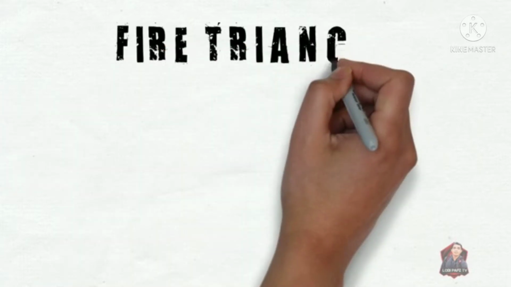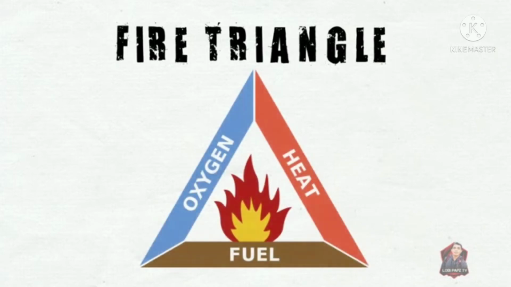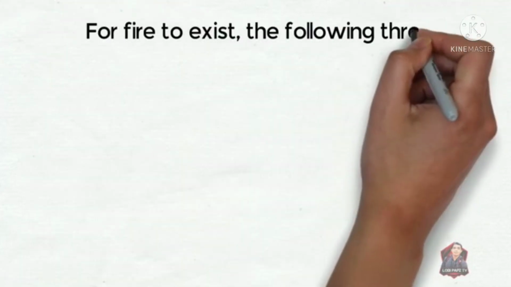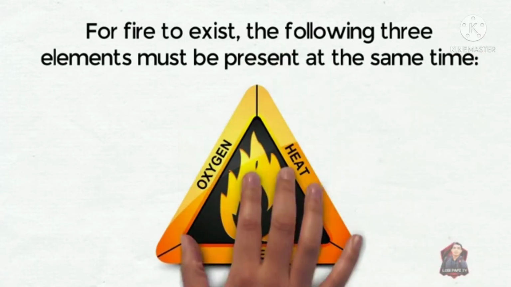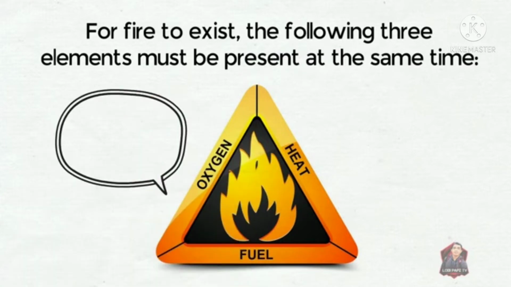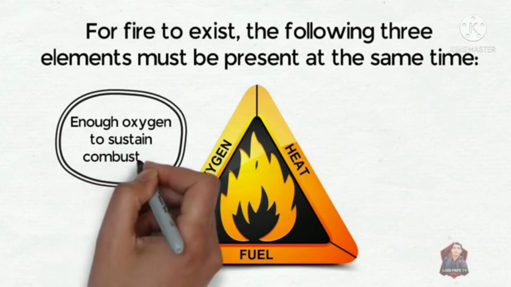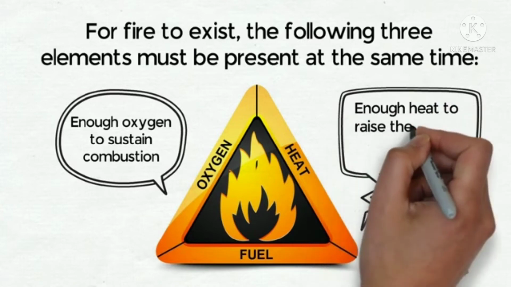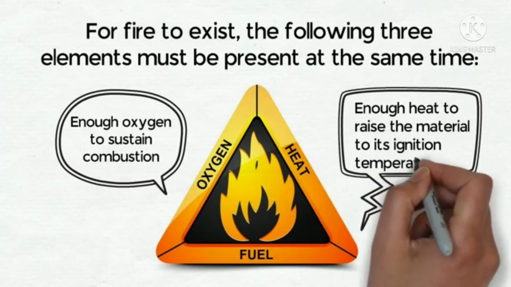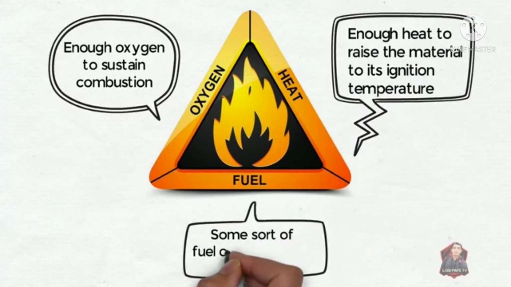Fire triangle is made up of oxygen, heat, and fuel. For the fire to exist, the following three elements must be present at the same time. For oxygen, there should be enough oxygen to sustain combustion. For heat, there should be enough heat to raise the material to its ignition temperature. For fuel, some sort of fuel or combustible material.